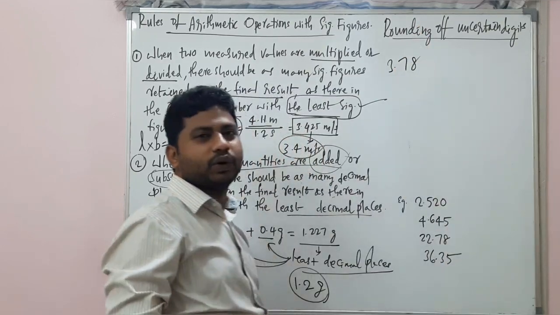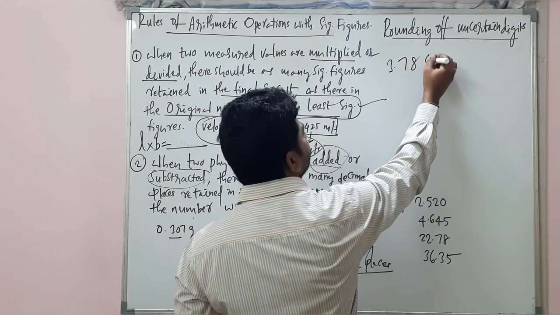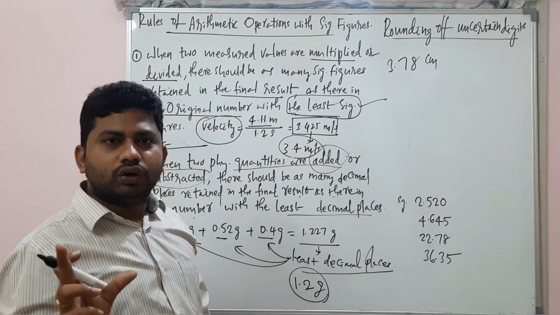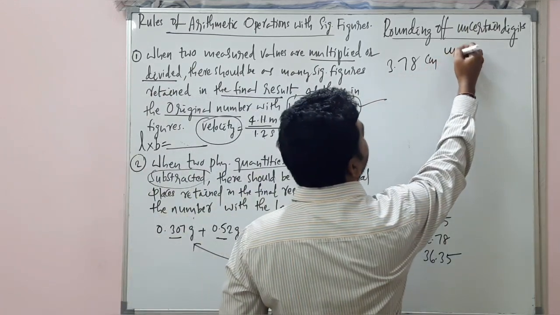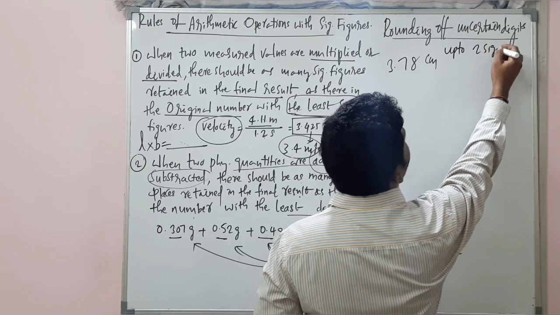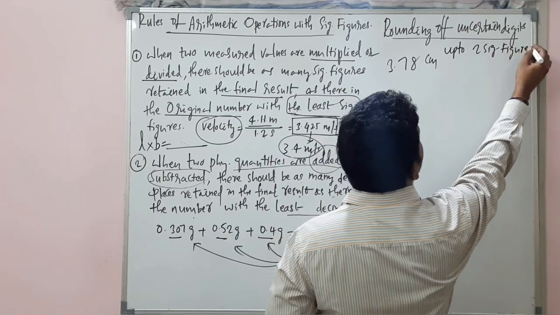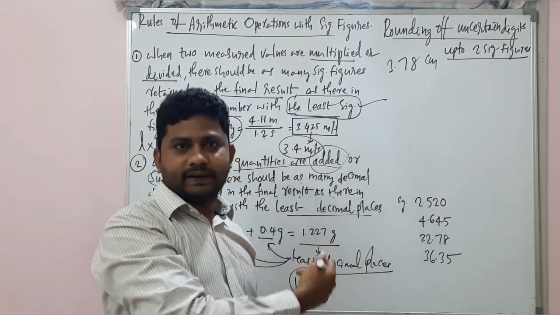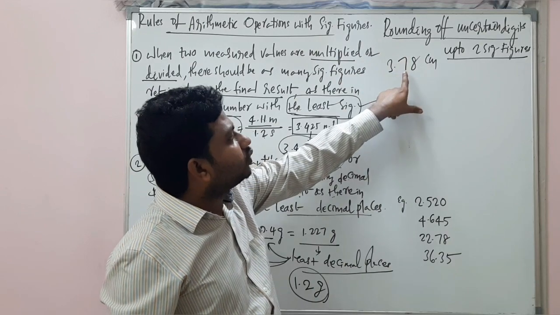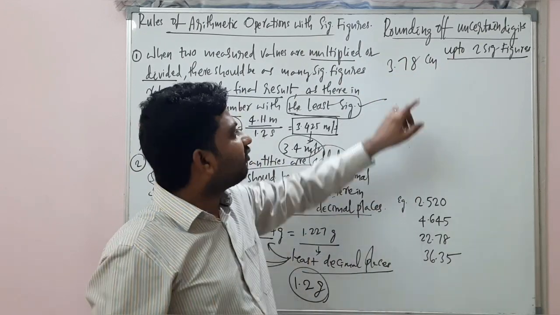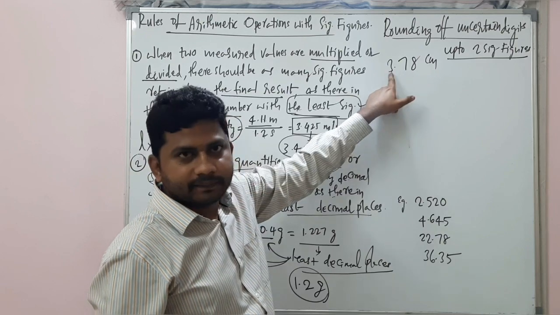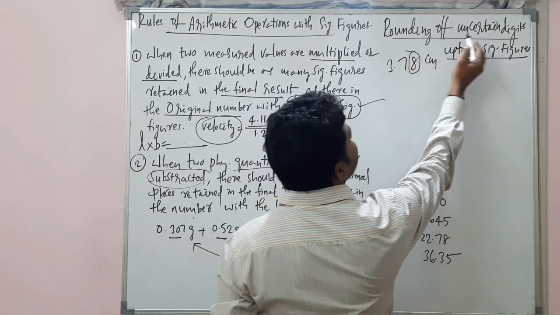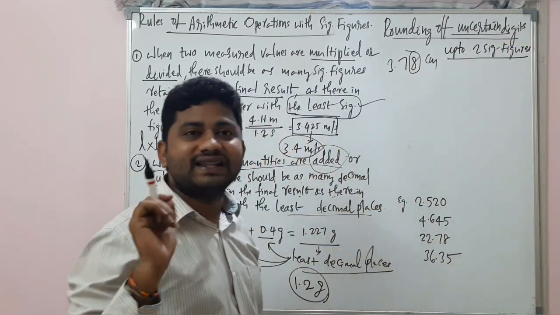3.78, simple, 3.78 centimeters for example. I want to round off these digits up to 2 significant figures. So, that's important. While rounding off, you should understand rounding off up to how many significant figures. Rounding off up to 2 significant figures. That means in your value, there must be only 2 digits. Okay. So, the last digit, whatever is present here, that is called uncertain.